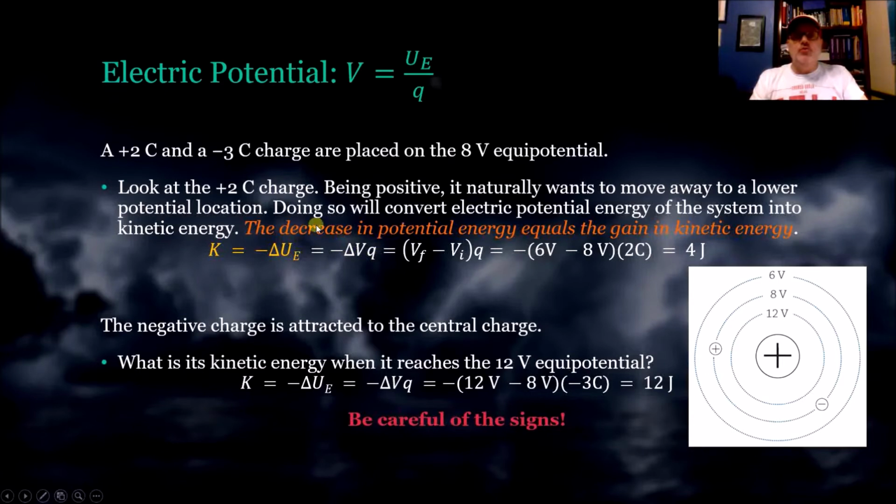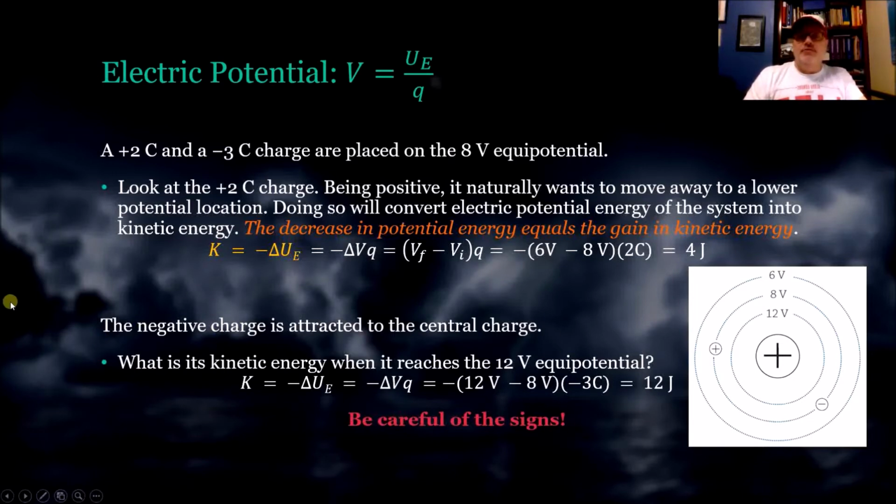Delta VQ equals the change in electric potential energy. And that's V final minus V initial times the charge. Plug it all in here, and we get 4 joules of lost potential energy, which means gained kinetic energy.